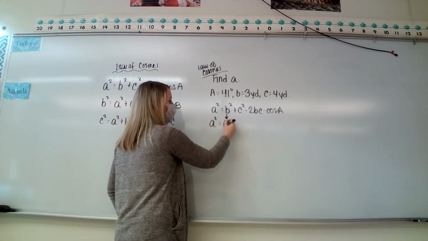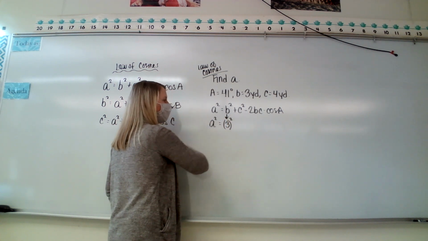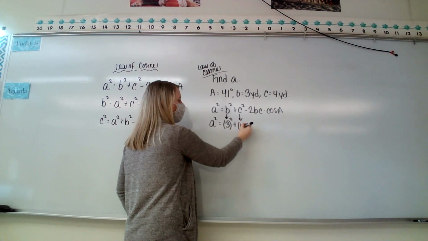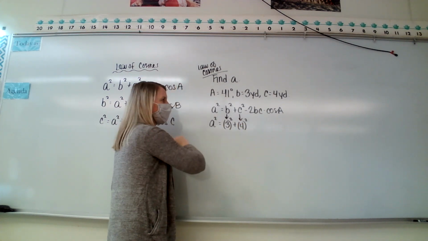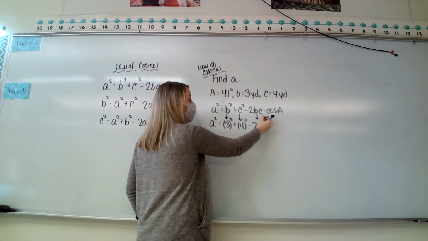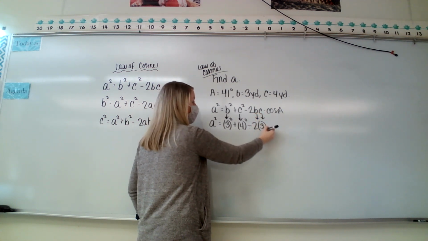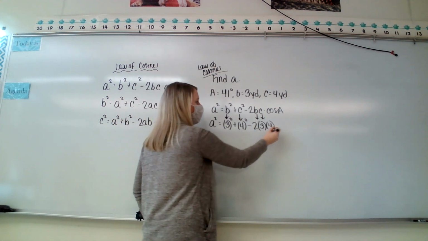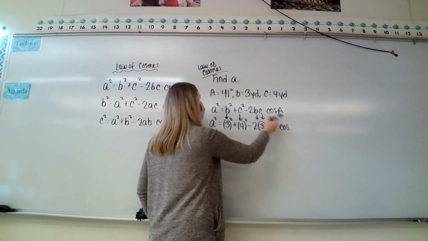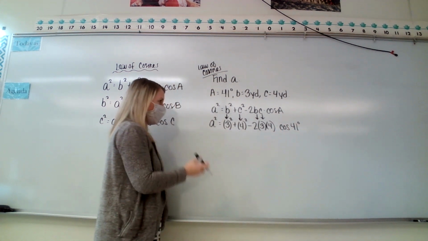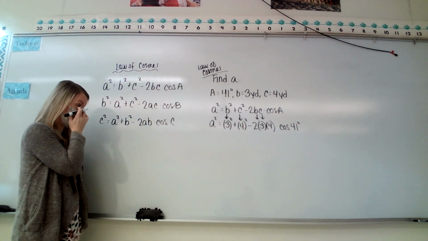Oh, I know B, that's 3, so that would be 3 squared. I know C, that's 4. And then it's minus, it's always a 2, and then you put B and C in again, so that would be 3 and 4 again. And then last but not least, you do times cosine, and we'll plug in that 41 degrees. All right.